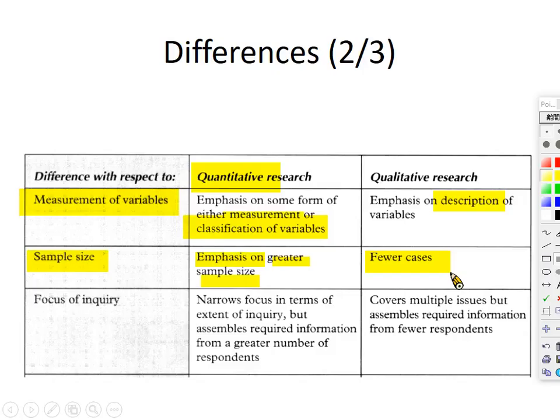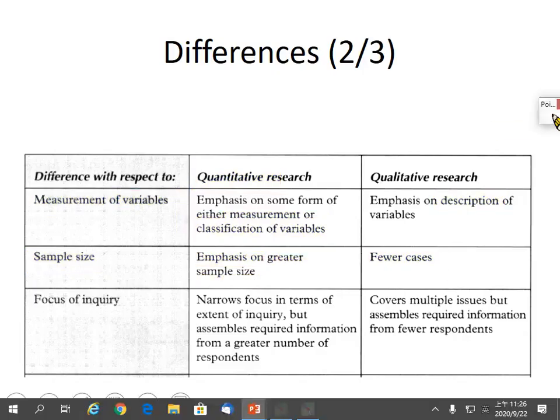So the quality of the data collection is more important than the number of the data, more so in qualitative research. So you have to be very careful about this, okay? This is the same issue for sample size. Any question? Okay, if not, let's move to the next one.